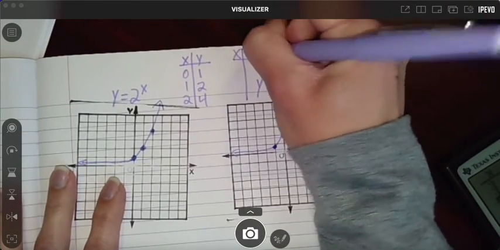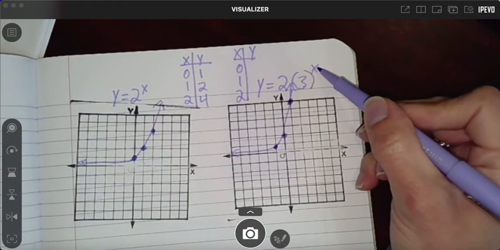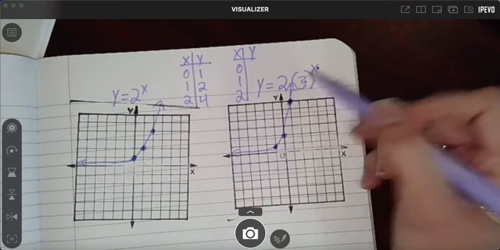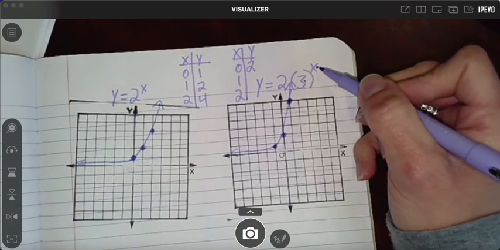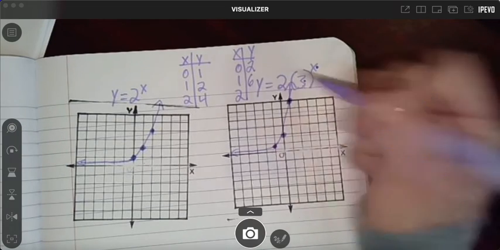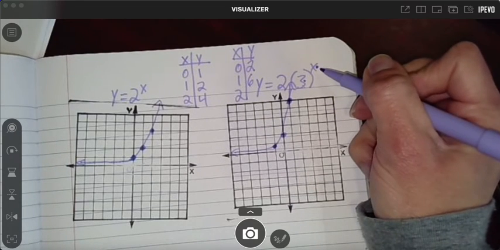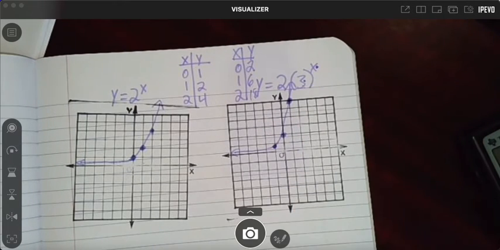So let's pick 0, 1, and 2. If x was 0, 3 to the 0 is what number? 1. And what's 2 times 1? 2. Okay, because we're multiplying by 2. 3 to the 1 is 3, but then multiply it by 2. 6. Okay? Then 3 squared is 9, but then we have to multiply that by 2, and we would get 18. Okay? No, it's not that bad. It's still the same idea. Let's see what we have next.